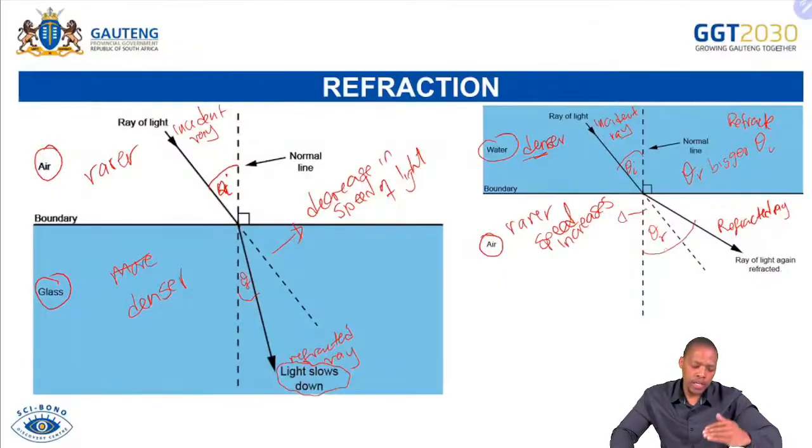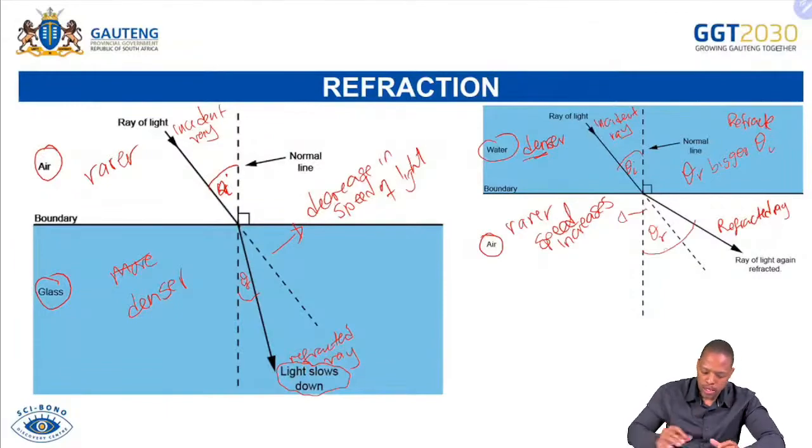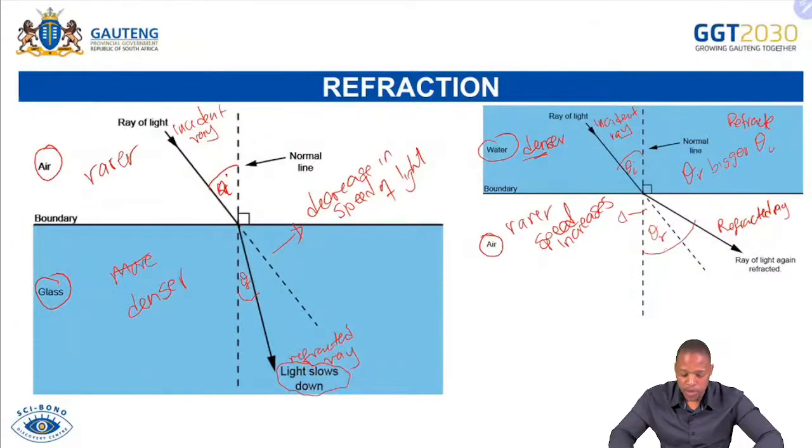But if it is coming from an optically rarer medium to an optically denser medium, the light ray always bends towards the normal. Very, very important things to remember when we are talking about refraction then.